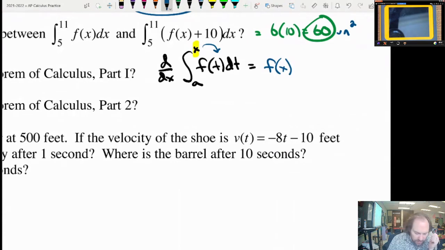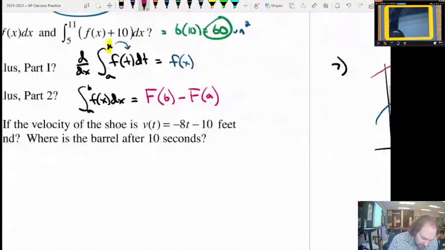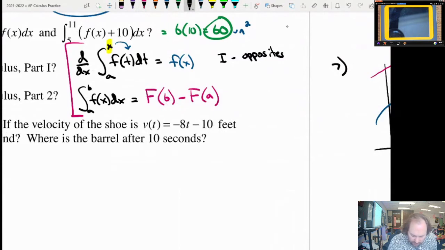Part 2 is that if you have an integral from some a to b of f of x dx, the way you evaluate it is you find the antiderivative, capital F, of b, and you subtract capital F of a, which we've used a couple times here. So I think there are two parts to it. One part is that they are opposites, so I just think about the word opposites. And the other part is how to evaluate definite integrals.